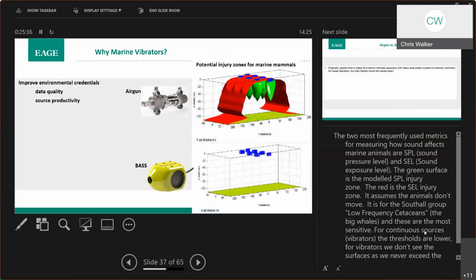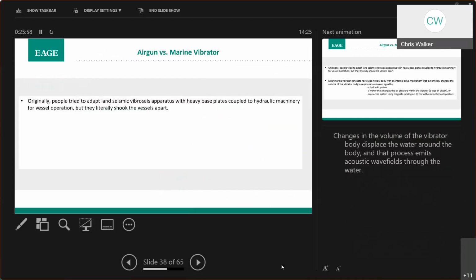reduce environmental impact, but there are some geophysical benefits to having control of the phase of the signature that you're putting into the ground. And so we can get improvements in data quality, and also by using some novel techniques, get improvements in source productivity. So when we look here at the spectra, just go back please, Luca.